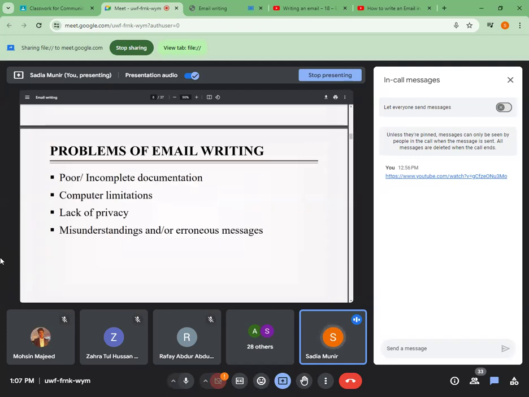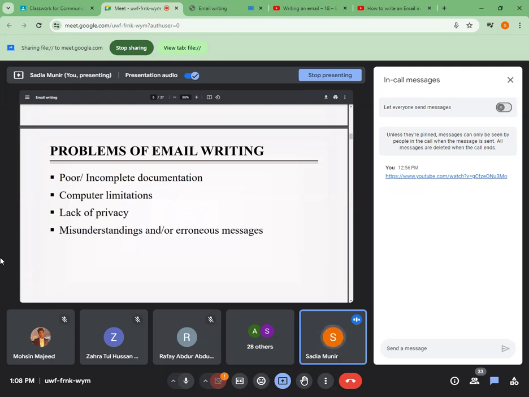Problems of email writing: poor and incomplete documentation. For example, a few days ago, I was submitting a result to an HOD, I believe. I wrote the entire email and I did everything that was supposed to be added there. And I wrote in the text that attachments are attached or the required document is attached. Now, because of technological advancement, I forgot to attach the attachment, by the way. But because Gmail now offers to ask you that you have written attachment in your email, but you have not attached it. So I was reminded of it कि मैंने attachment नहीं लगाई.